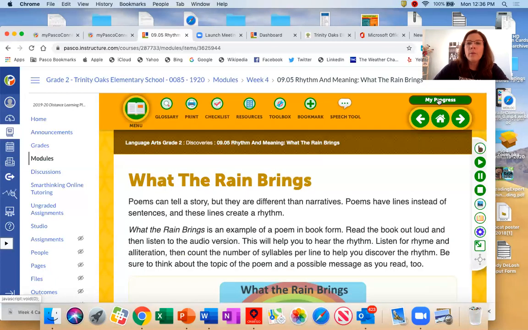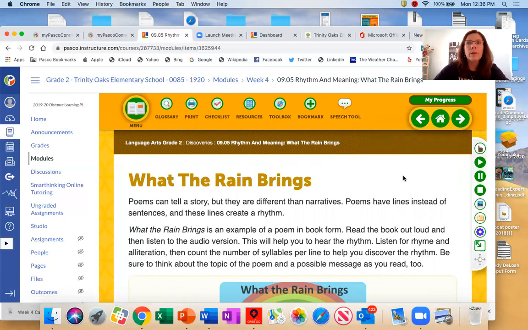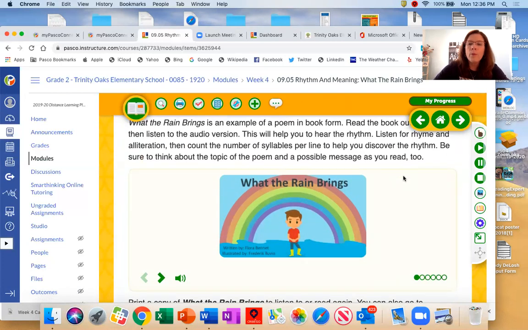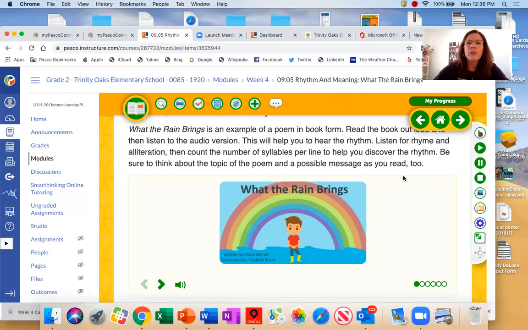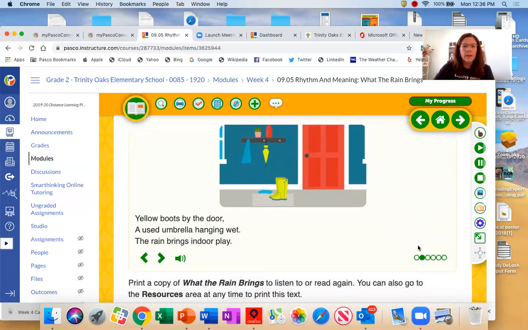Now we're on What the Rain Brings. Oh, well, what page am I on? Oh, I'm still on page 5, so I should be doing this on Tuesday. Now this is a poem in a book form. Now I want you to notice something. Here's the first page. Where do I get to the rest of the book? Well, you have to click on these buttons down here, like these little circles. And if you click on the second button, here you go. There's the second page.